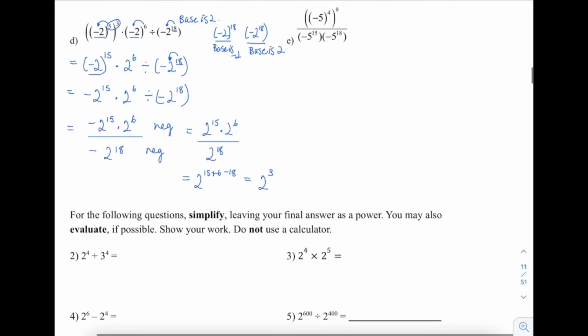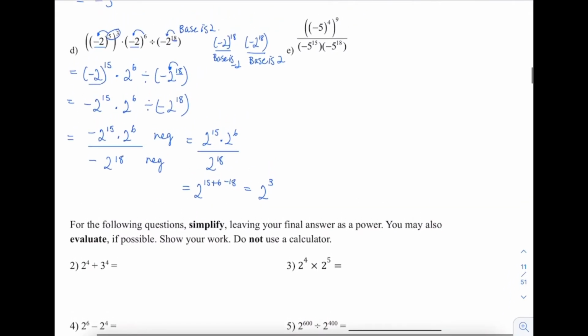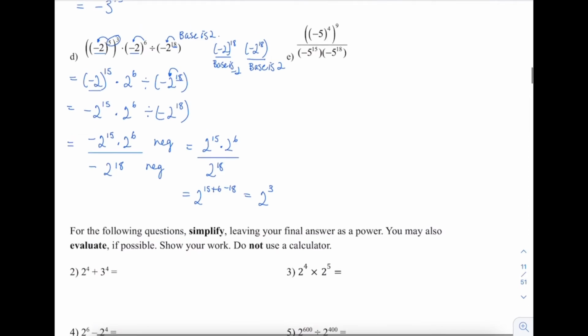All right, last one. Okay, so base is negative 5. Base here, 5. Base here, 5. Okay, because the 15 doesn't apply to the negative and the 18 doesn't apply to the negative. So in this case, I'm going to get 5 to the power of 4 to the power of 9 because I have an even exponent.